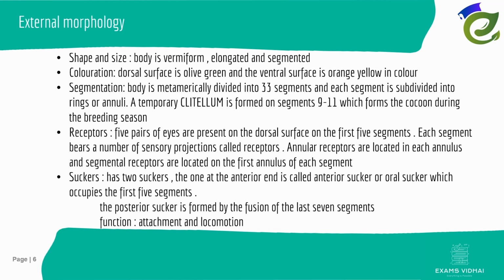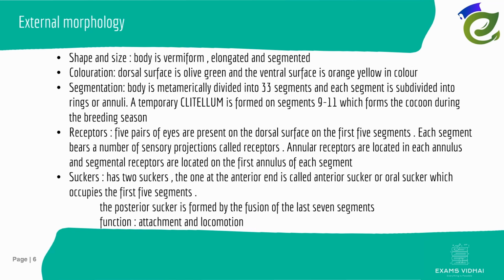Talking about the external morphology of leeches, shape and size: the body of the leech is soft, vermiform and elongated. It becomes ribbon-shaped when extended and almost cylindrical when contracted. Coloration: the dorsal surface is olive green in color, while the ventral surface is orange-yellow. They are metamerically segmented. The body of the leech is divided into 33 segments. The segments are arranged one behind the other, and each segment is superficially subdivided into rings or annuli.